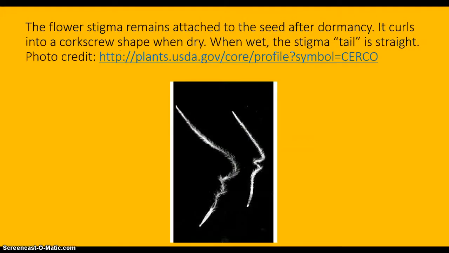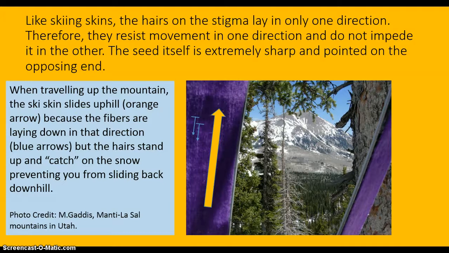For Cercocarpus, the flower stigma remains attached to the seed after dormancy. It curls into a corkscrew shape when dry. When wet, the stigma tail is straight. Like skiing skins, the hairs on the stigma lay in only one direction. Therefore, they resist movement in one direction and do not impede it in the other. The seed itself is extremely sharp and pointed on the opposing end.